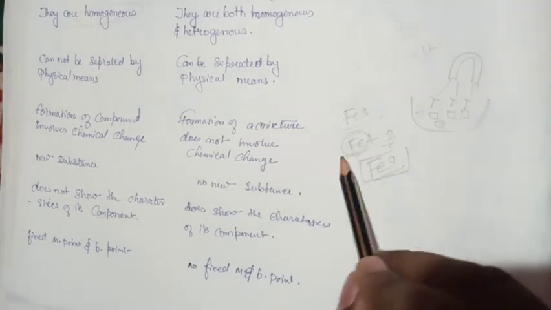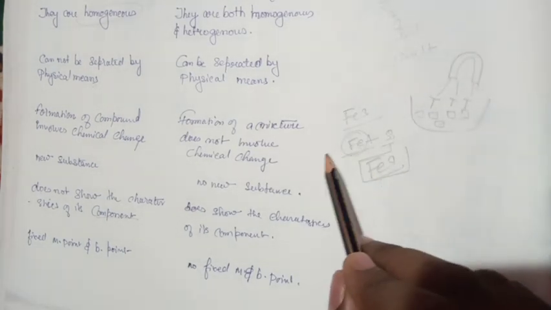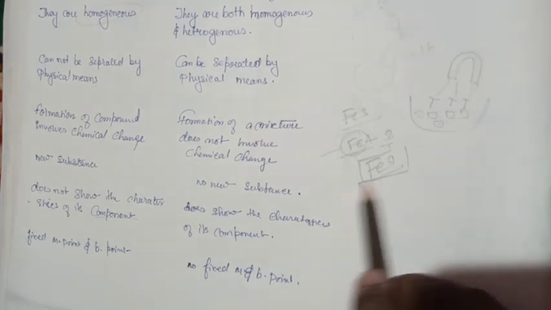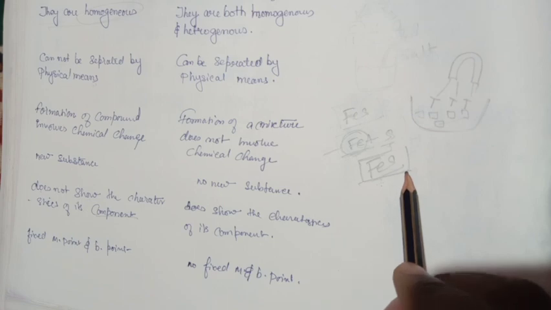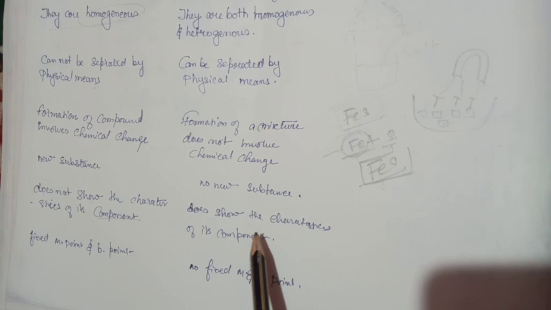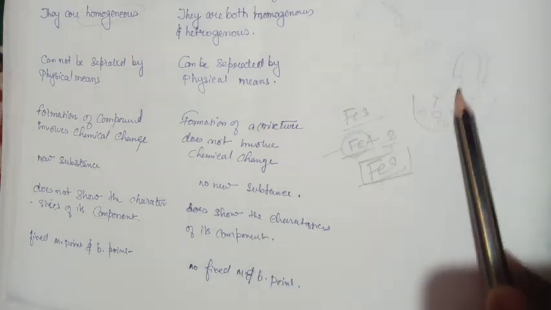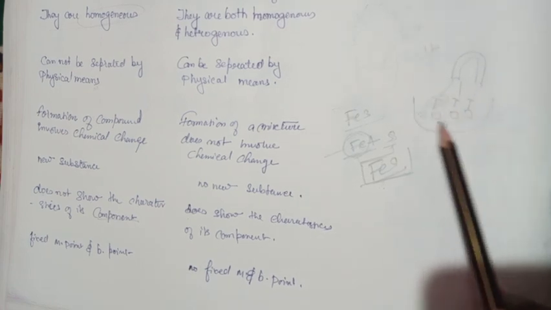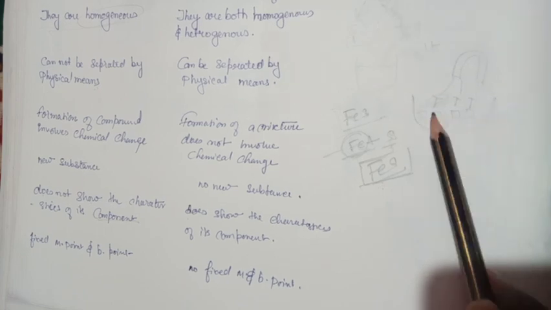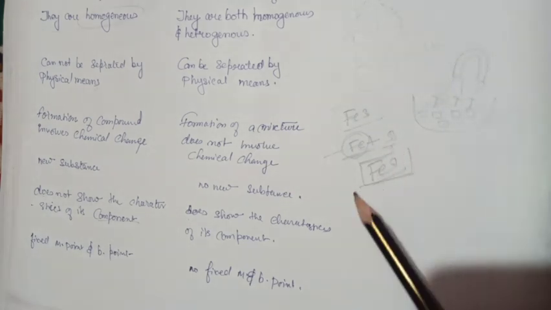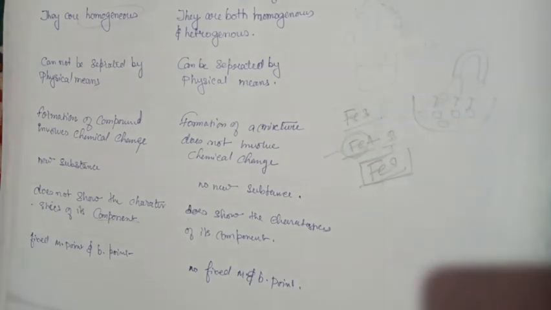So the component is iron. Iron has the power of attraction by the magnet, but when it is turned into a compound, it does not show the power of attraction. It shows the characteristics of a compound. Whereas when iron is mixed with paper bits and we bring the magnet, the iron gets attracted, and we can separate both.